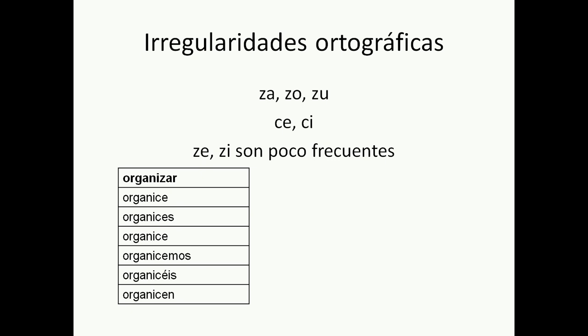The verbs ending in -zar, Z-A-R, are written with C in the present subjunctive, since the combination ZE and ZI is rare in Spanish. It will change from Z to C and never to Z. Organice, organices, organice, organicemos, organicéis, organicen.